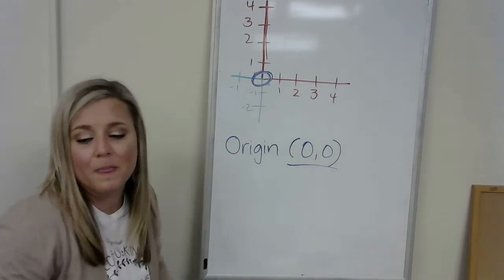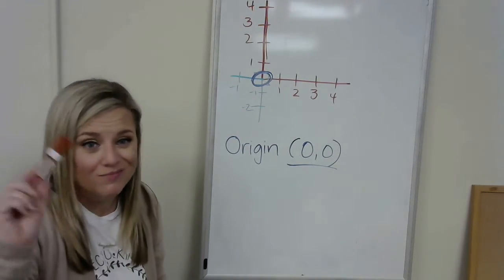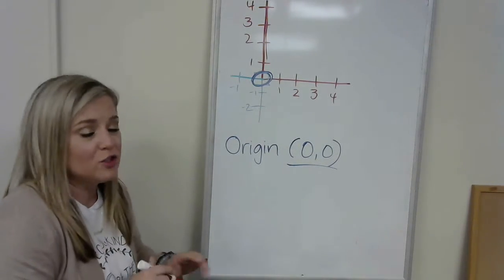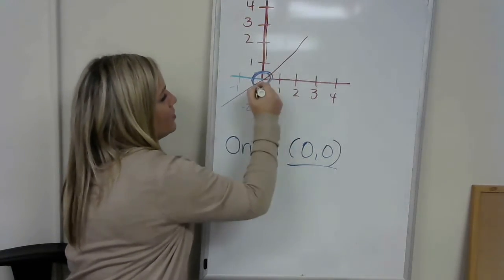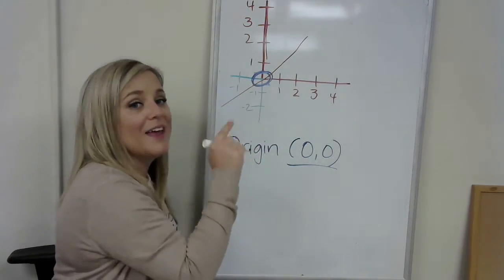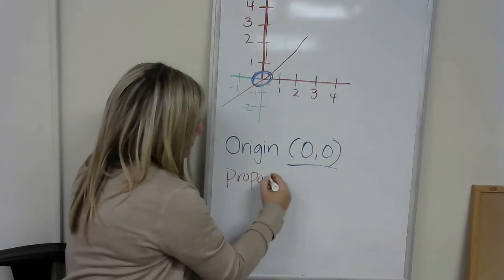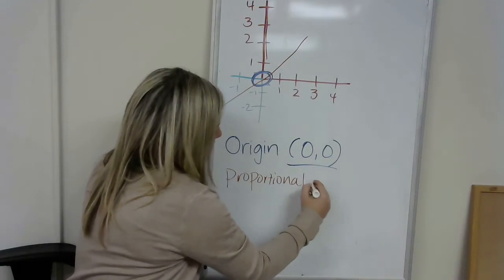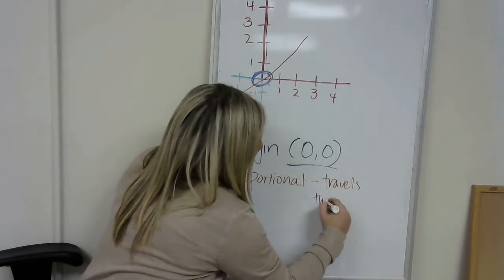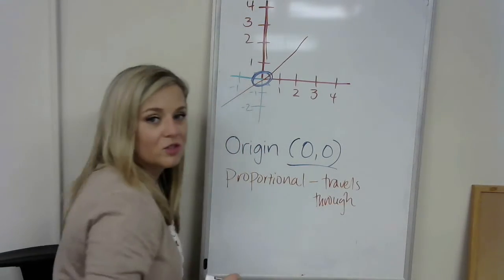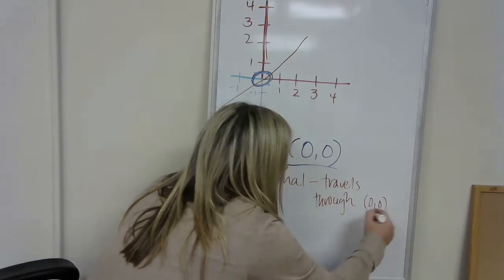Okay? 0, 0. So in order for a graph, sorry, I'm going to use Doo Doo Brown. That's all I got. In order for a graph to be proportional, non-proportional, it must travel through 0, 0. If it travels through 0, 0, it is proportional. So if you want to write that down, travels or goes through, whatever you want, travels through. Don't you love my little messy handwriting? Through the origin, 0, 0, okay?